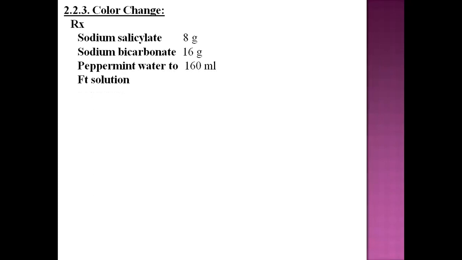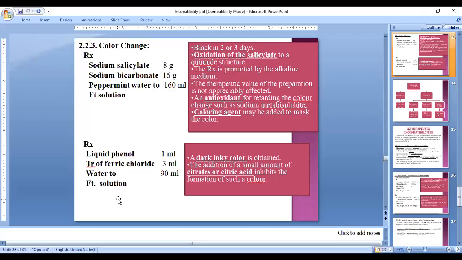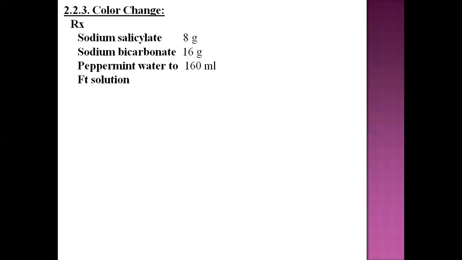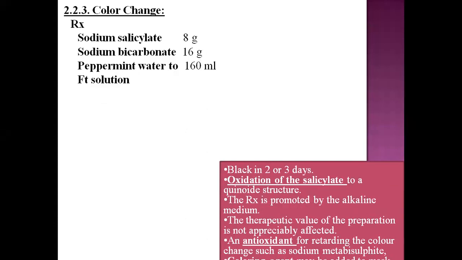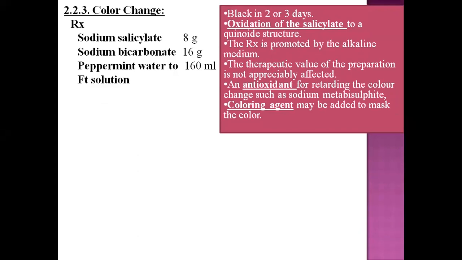Another type, I guess this is the last type of chemical incompatibility. Yes, it's color change. Sodium salicylate, sodium bicarb, peppermint water to 160 milliliters. This preparation darkens within 2 to 3 days due to the oxidation of salicylate to a quinoid structure. The salicylate is going to be oxidized to a quinoid structure. The reaction is promoted by the alkaline medium yielded by sodium bicarb.